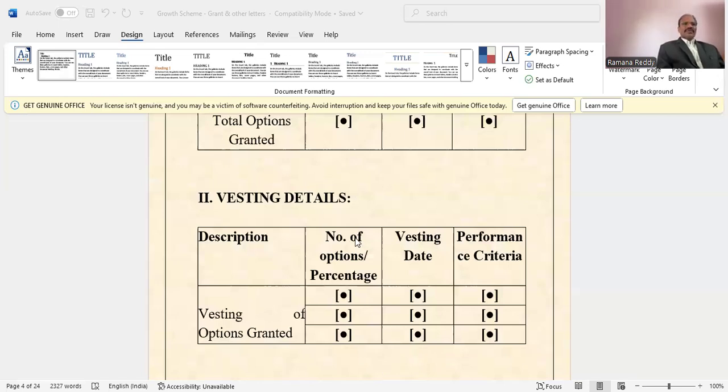Like this, you can give the vesting percentage of options, or you can give either percentage or number of options. And date also you can specify, vesting date. And performance criteria.